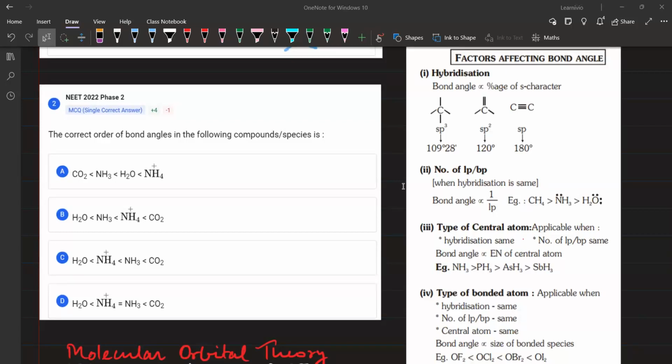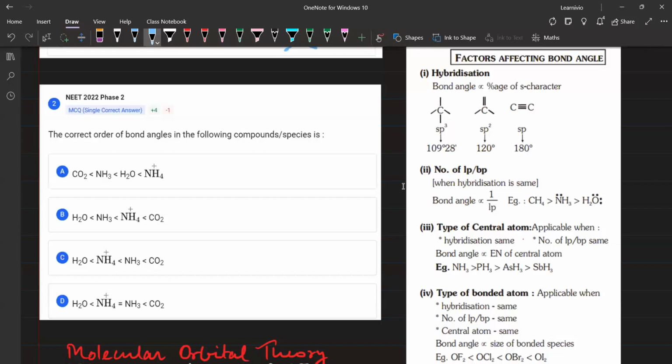Now, if I look at the hybridization, then the bond angle is directly proportional to the percentage of S character. That is, S character घटता जाएगा, है ना? And obviously that happens because, for example, SP, SP2, फिर उसके बाद SP3. As we see, SP में 180 है, SP2 में 120, and SP3 में 109.28. So the higher the steric number, you can see that.